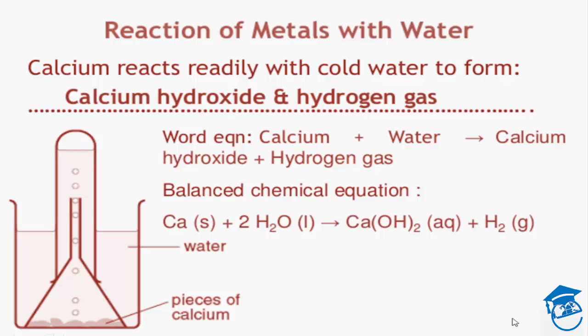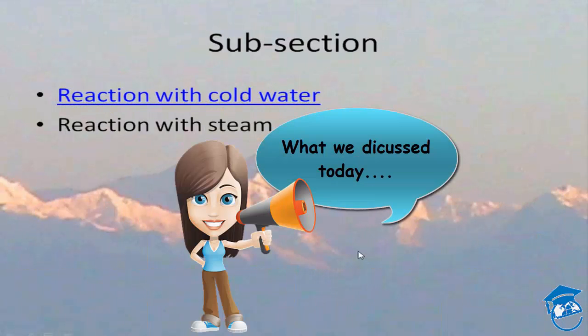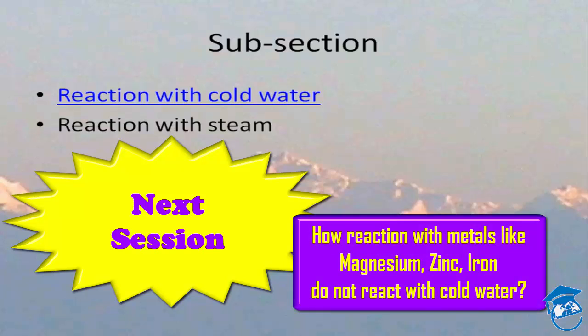So friends, going to the main menu, we have now discussed and learned how reactive metals react with cold water to generate hydrogen gas. In the next session we shall learn about metals such as magnesium, aluminum, zinc and iron, which do not react with cold water to generate hydrogen gas. So let's understand how these metals react with steam to generate hydrogen gas. So in the next session we shall discuss the same.